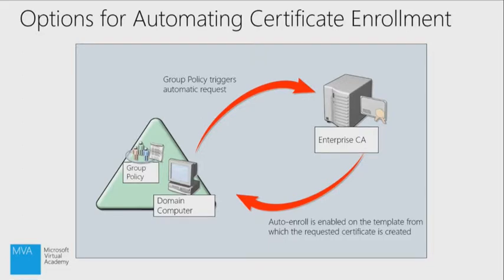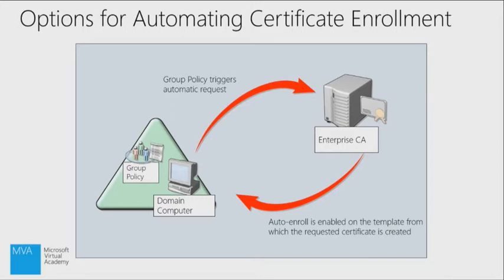Options for automating. So this relates to what we've just been talking about. I have a number of different options. As an administrator, I can tell a certificate template to allow users to enroll and approve that enrollment, which we've seen. I can tell it that an administrator's approval is required, which we haven't seen, but we've talked about.